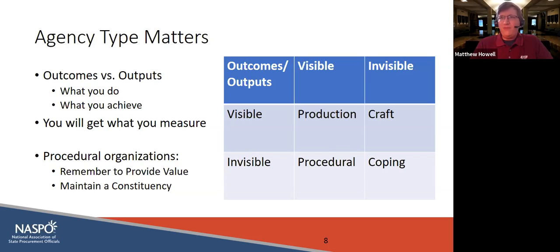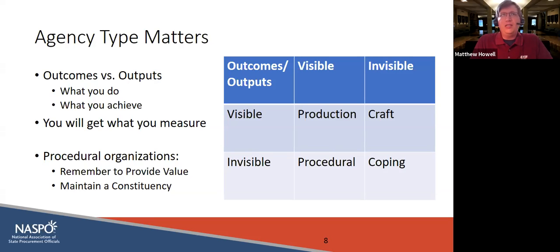And depending on the type of agency you're in, your outputs or your outcomes might be more or less visible. For our purposes, I think the ones we most care about are probably what are called production organizations, craft organizations, or procedural organizations. I don't think any of you are so unfortunate as to be coping organizations. But what we mean when we say an organization is a production organization is that their outcomes and their outputs are both visible to policymakers and to people who are outside the organization.